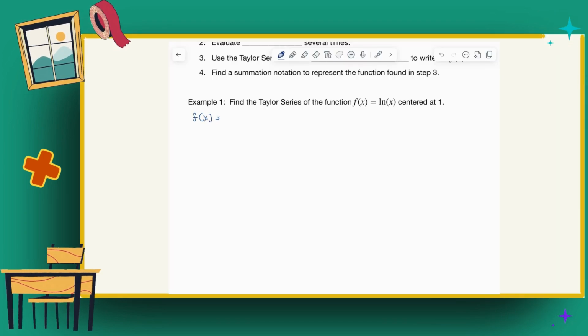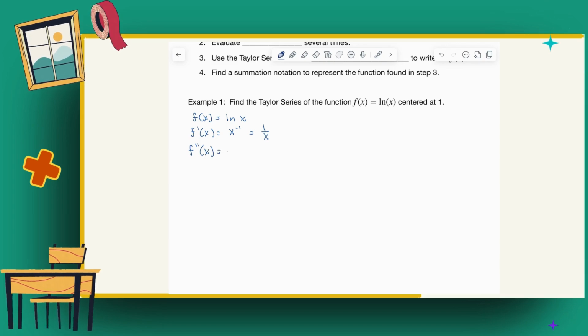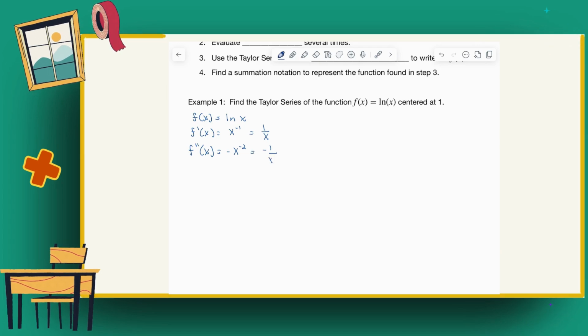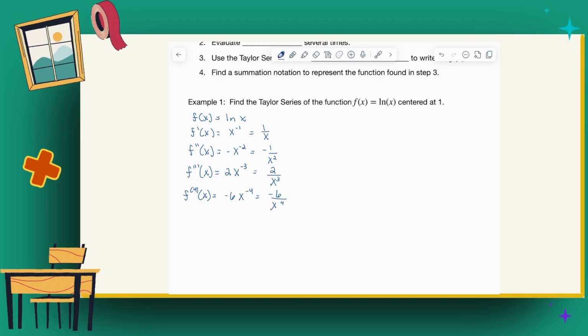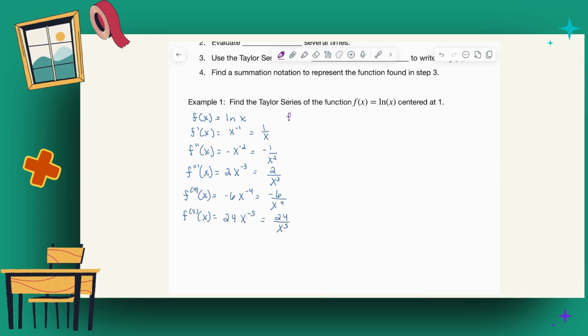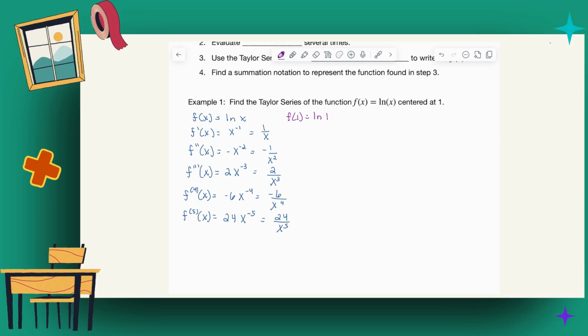Let's find the Taylor series for f of x equals the natural log of x centered at 1. So we're going to let f of x equal the natural log of x, and find the derivative a few times. So let's differentiate the natural log of x to get 1 over x. And we'll repeat this process a number of times so that we can see a distinct pattern going along with the derivatives. Okay, now that we have the first 5 derivatives, let's evaluate each of these derivatives at the center 1.